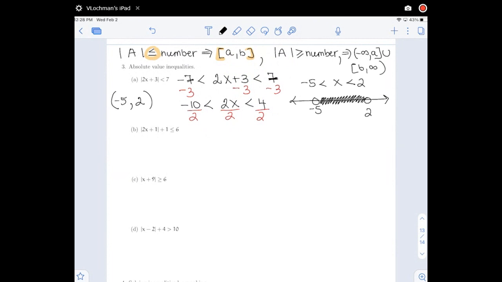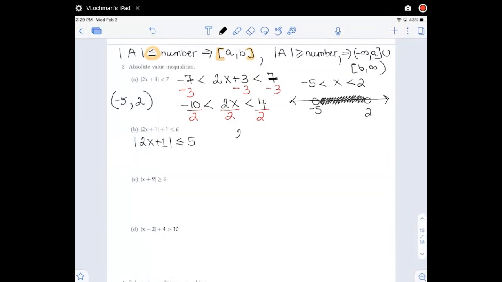I'm going to go ahead and do the next one, and then we'll pause for a moment. Same idea. Now I have absolute value of 2x plus 1 on the outside, less than or equal to 6. So I have to do one more step here, subtract that 1. So we get less than or equal to 5, right? 6 minus 1.